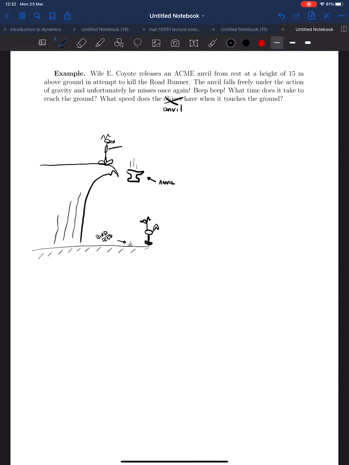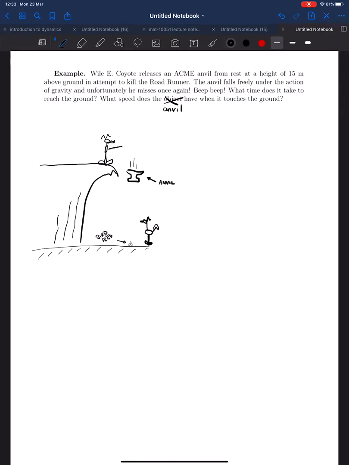So, this anvil falls freely under the action of gravity, and as usual, he misses the Road Runner. What time does it take for the anvil to reach the ground, and what is the speed of the anvil when it actually touches the ground?